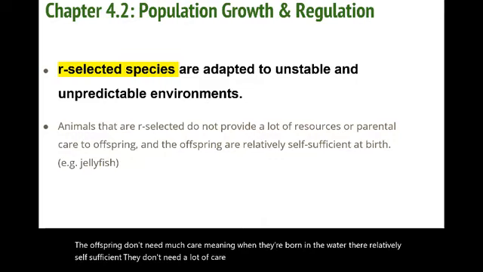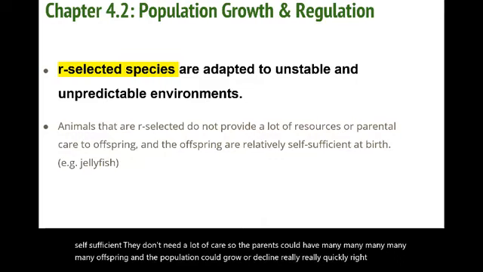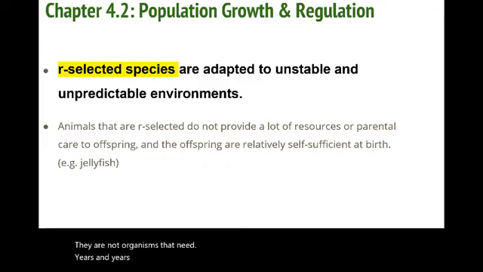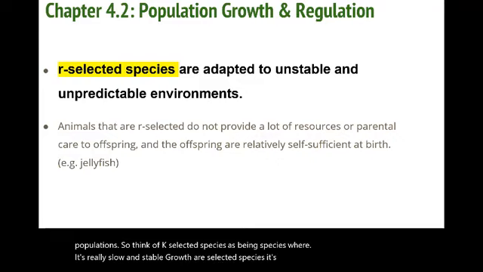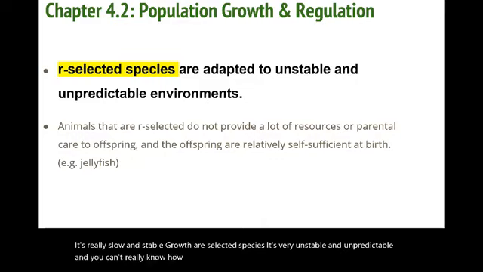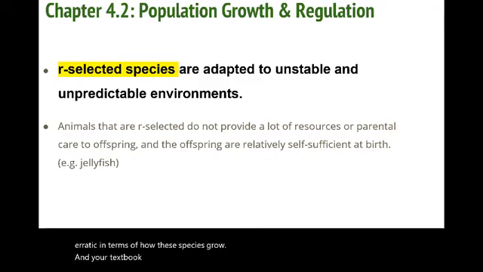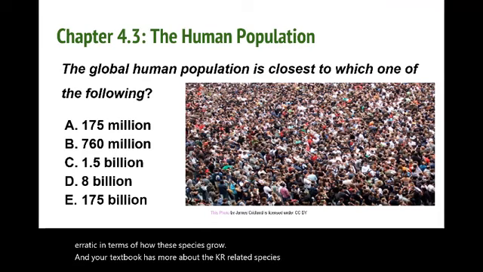So the parents could have many offspring, and the population could grow or decline really, really quickly, right? They're not organisms that need years and years of nurturing and care. So we contrast these two different types of populations. Think of K-selected species as being species where it's really slow and stable growth. R-selected species, it's very unstable and unpredictable, and you can't really know how many offspring to expect in the next years because it's so erratic in terms of how these species grow. And your textbook has more about the K and R related species and pictures of them as well.